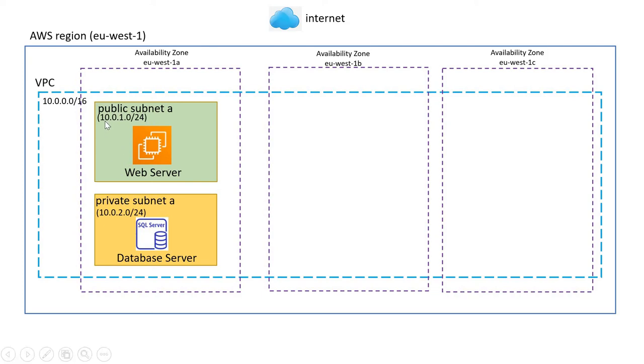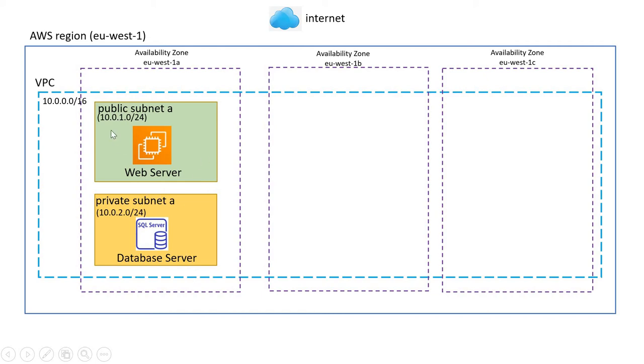And when we create a subnet we specify a CIDR block, which should be a subset of the VPC CIDR block. Here we can see the CIDR block of the public subnet is 10.0.1.0/24, which is a subset of the VPC CIDR block. And this CIDR block provides 256 IP addresses for our public subnet. Similarly, the CIDR block for the private subnet is 10.0.2.0/24, which is a subset of the VPC CIDR block.